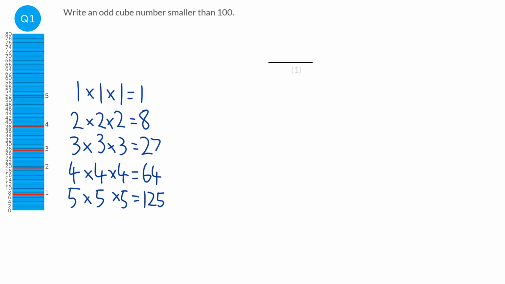This question asks us to find an odd cube number that is smaller than 100. So it has to be odd, so that gets rid of the 8 and the 64. And it has to be smaller than 100, so that gets rid of the 125. So I can either write down 1 would be a fine answer, or 27. I'm going to go for 1.